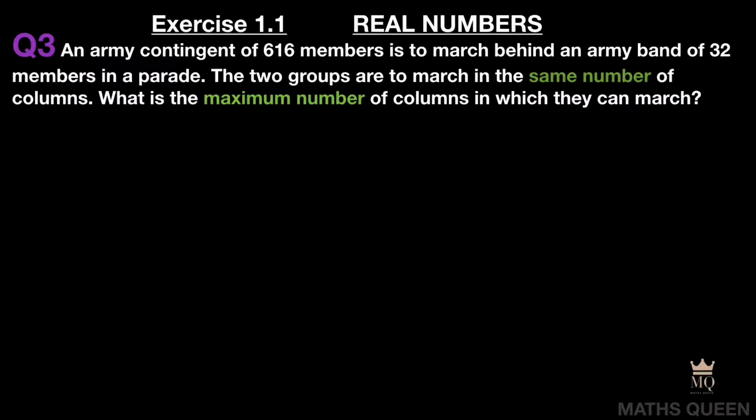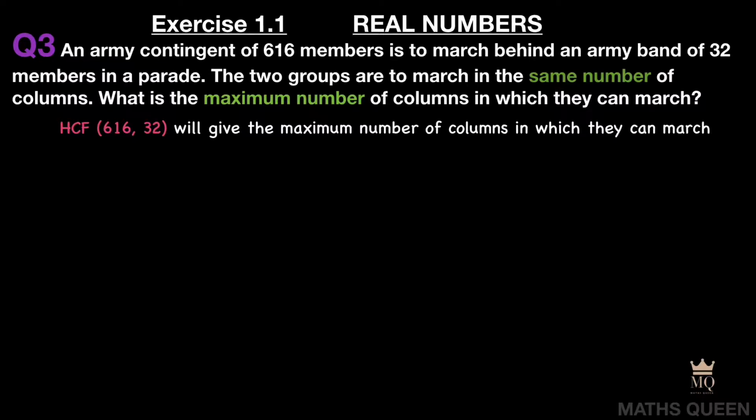Here there are two hints in the question itself. The two groups are to march in the same number of columns, indicating that there will be a common number between the two numbers. And we should find the maximum number of columns, indicating that we should find the highest common factor, which is the HCF of the two numbers. So, the HCF of 616 and 32 will give the maximum number of columns in which they can march.